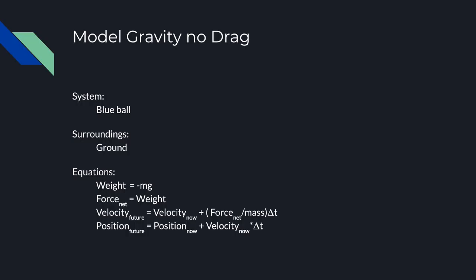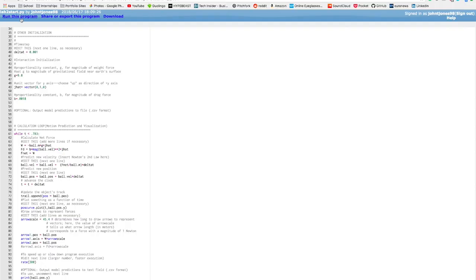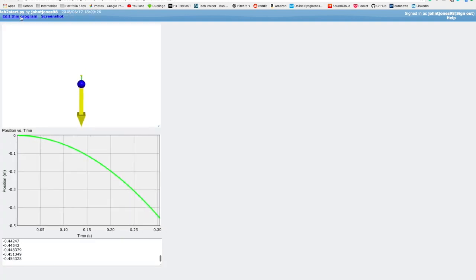We are choosing this model to examine our system to see what the motion of our object would look like if there were no other forces acting on the ball. If we run this program, we can see the ball falls down with increasing velocity.